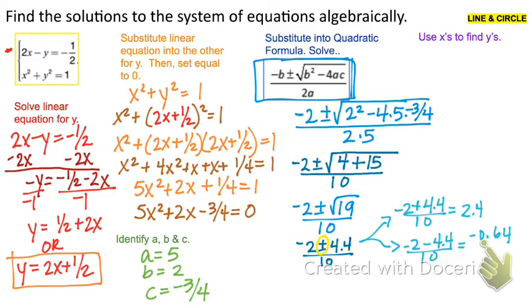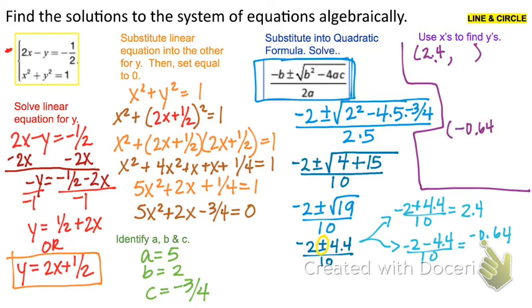So we're almost there. We just found out our two x values, and we just need to find out the y values so we have our solutions or the points where they intersect. So we know the x value is 2.4, and we don't know the y value for that. And we know our other x value is -0.64, and we need to find the y value for that.